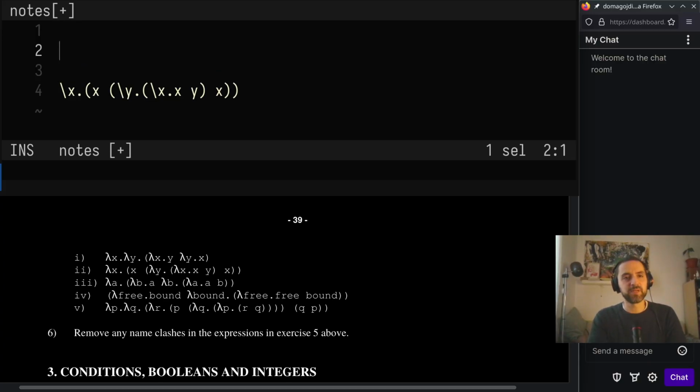So like lambda x dot lambda y dot lambda x dot y. This looks like kind of a little bit more boring part. So x and y, right? But I don't know name clashes. But there are no name clashes.